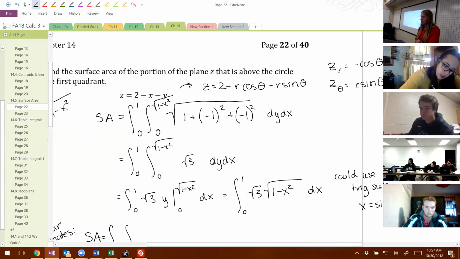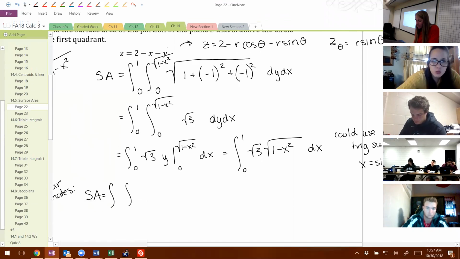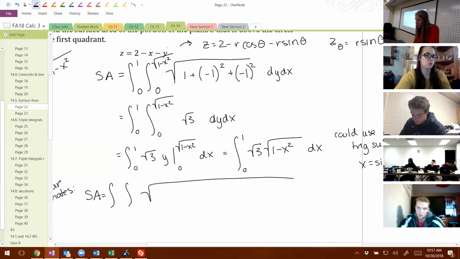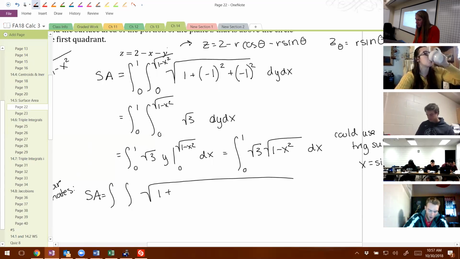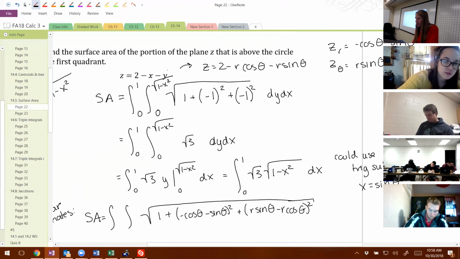Right? Okay, and so that's what we have to plug into our original problem, which is going to make it look pretty busy, but it'll simplify down in just a minute. So for our integrand here, we're going to have the square root of 1 plus the partial with respect to r squared, so negative cosine theta minus sine theta squared, plus the partial with respect to theta, r sine theta minus r cosine theta squared. And then don't forget, anytime we're converting, we have to have that r for our dr d theta.